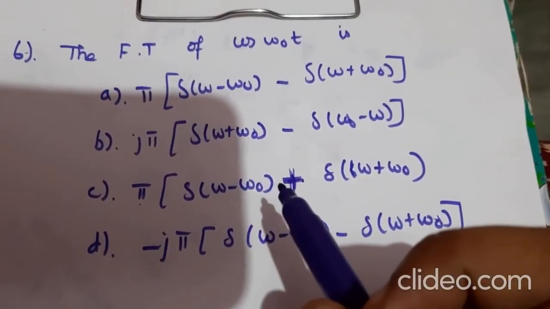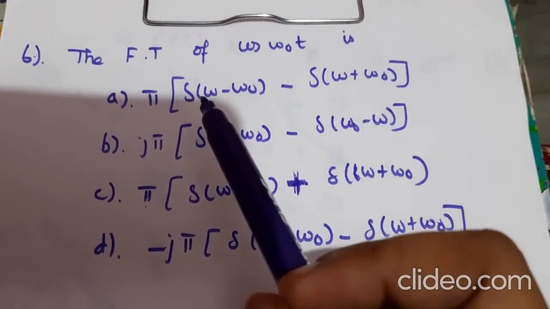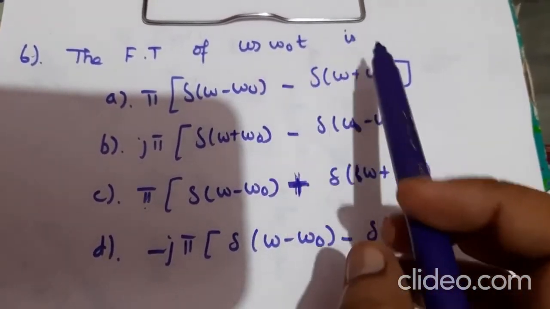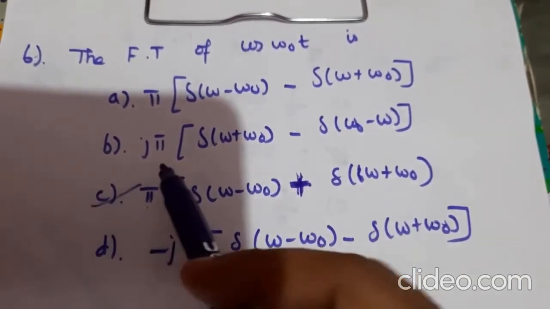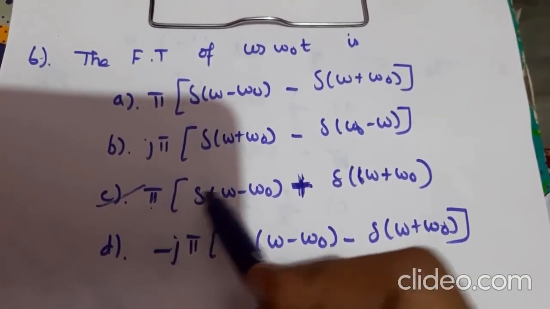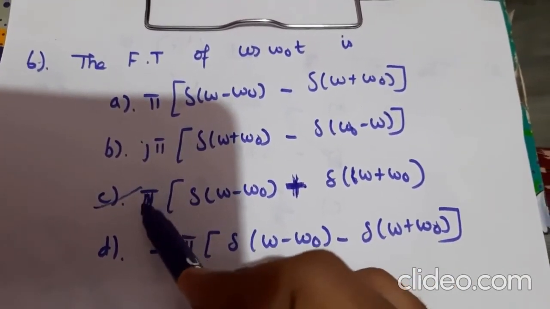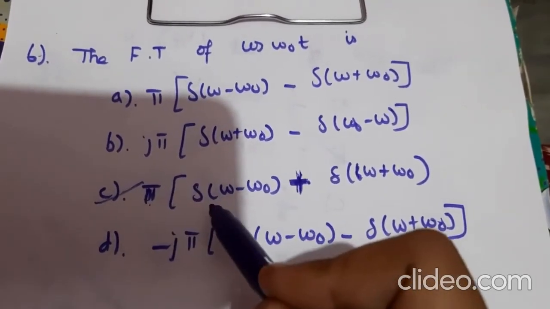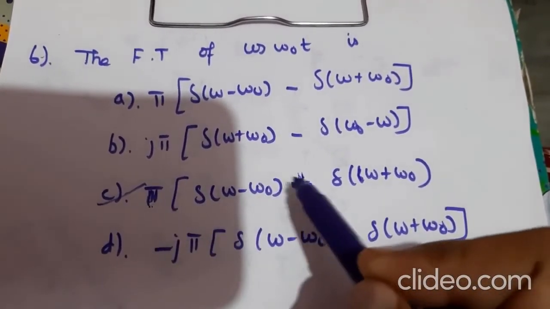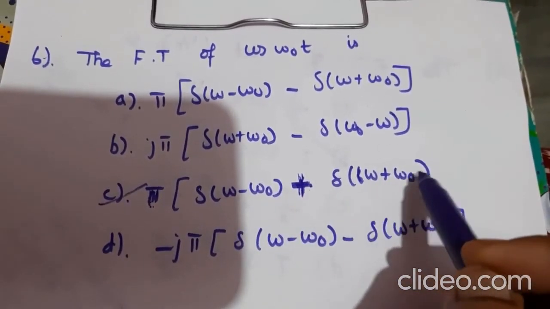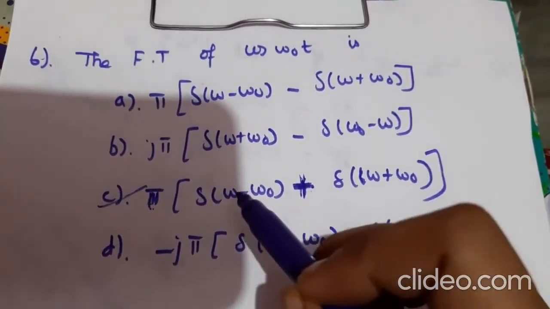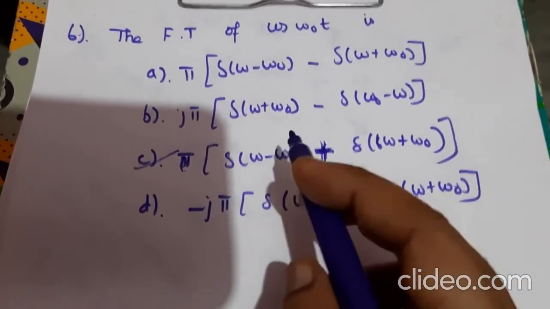Sixth question, the Fourier transform of cos omega naught t is, and this cos omega naught t means we have this addition symbol. So the answer here is C. So pi, that is the real part, we don't have any j value here. So pi times delta of omega minus omega naught plus delta of omega plus omega naught. So here the answer is C. So this is for cos omega naught t.